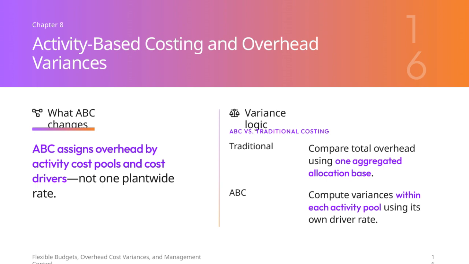When it comes to variance analysis, traditional costing compares total overhead using one aggregated allocation base, which can sometimes mask important details. In contrast, ABC computes variances within each activity pool by using its own driver rates. This lets us identify which activities cause variances more accurately, enhancing management control. Overall, ABC provides a more detailed and flexible budgeting and variance analysis framework, helping managers make better decisions by linking overhead costs directly to the activities that drive them.